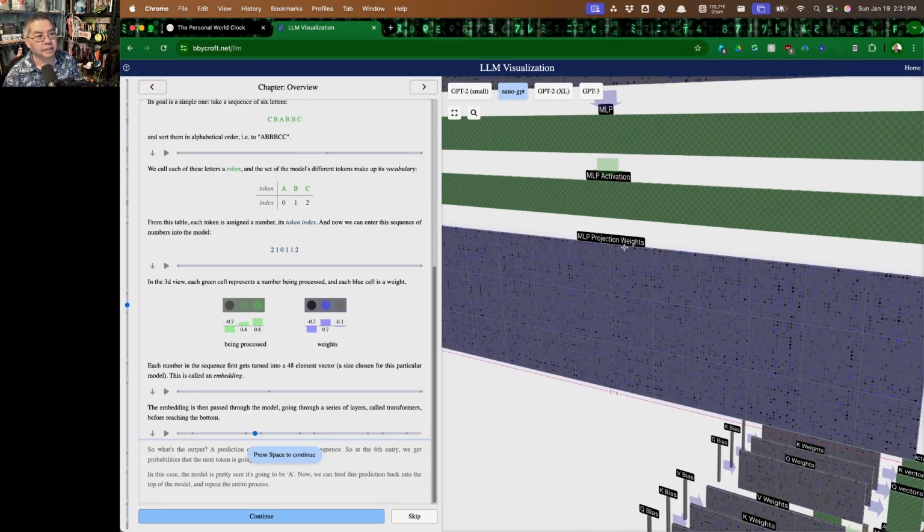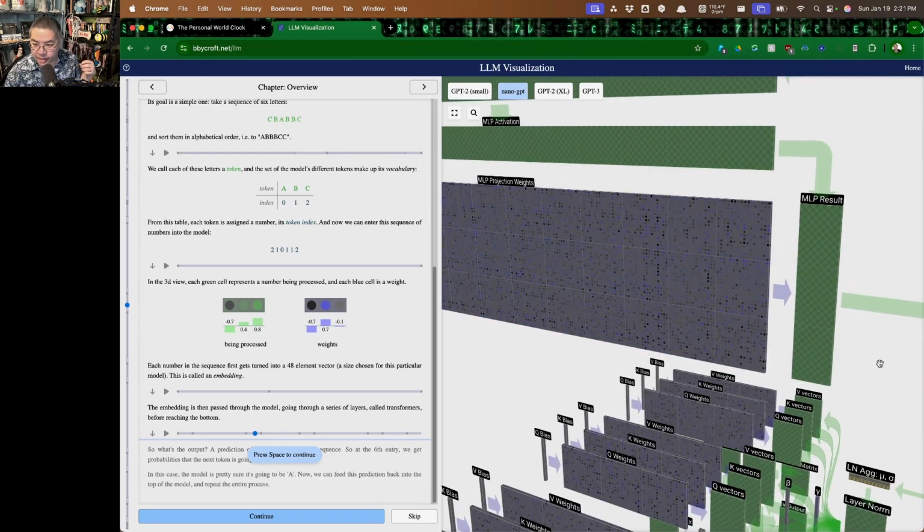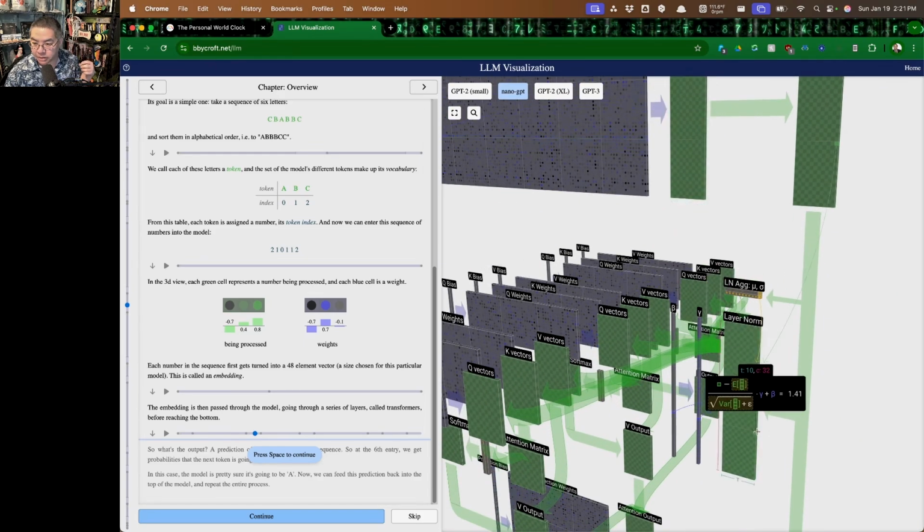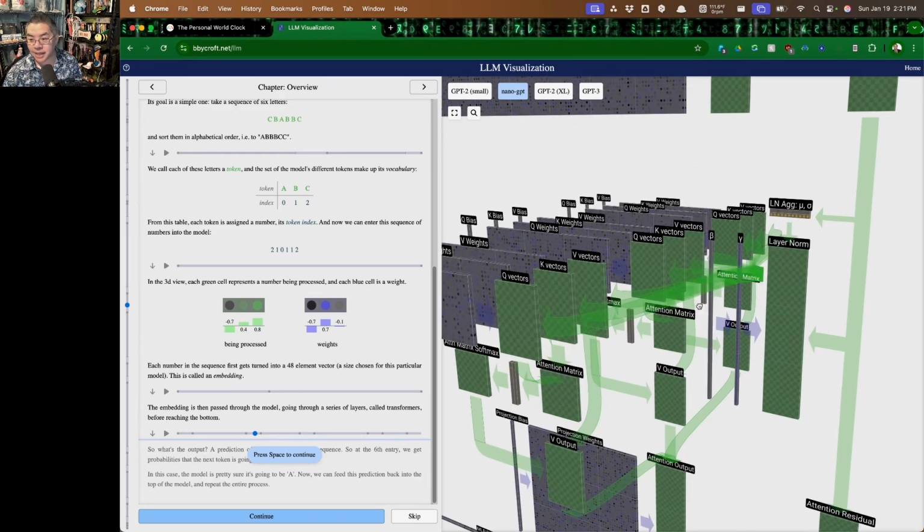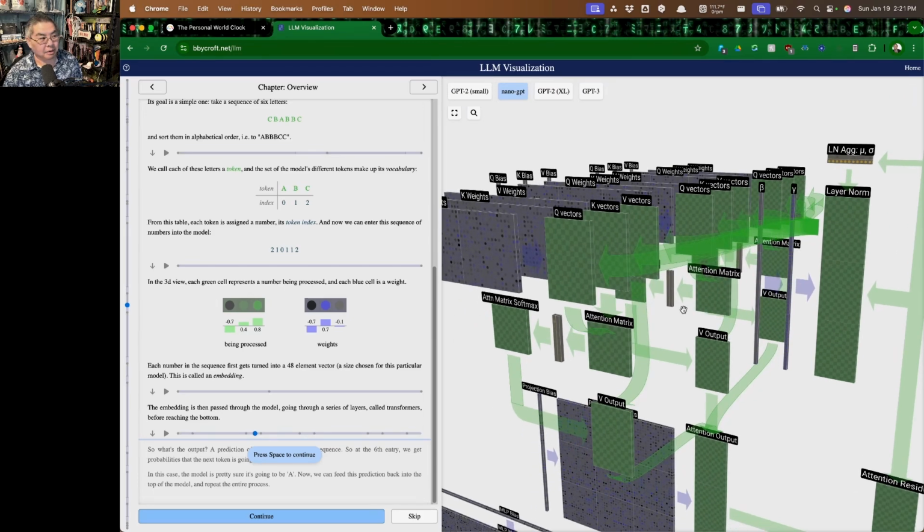Then we get to the projection weights here. The projection weights is sort of like a last pass. Clarity, consistency, trying to make sure that the story makes a whole lot of sense. At this point, it then gets tossed into what becomes a layer norm, which is like a draft of the story. And then in our model example here, the process starts again.